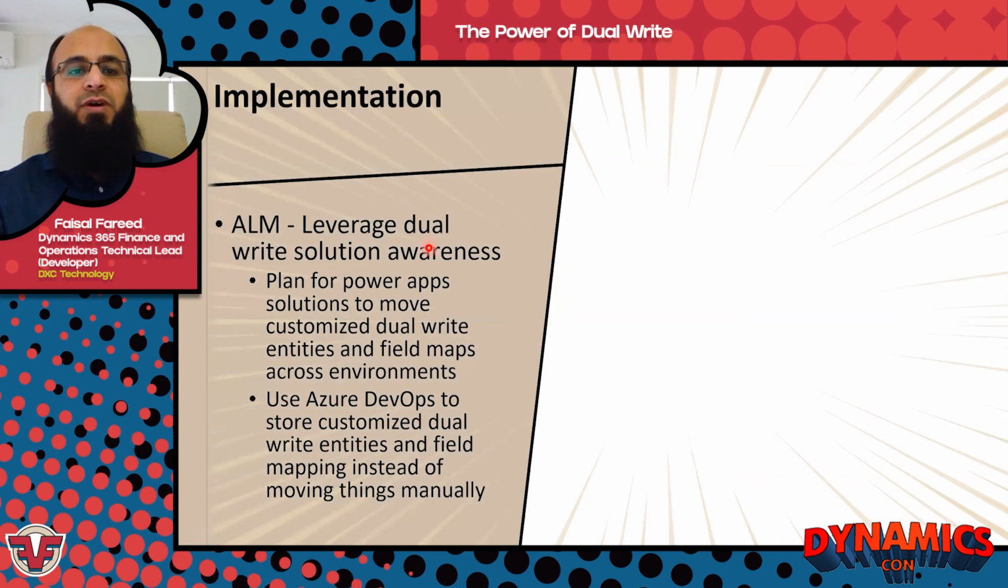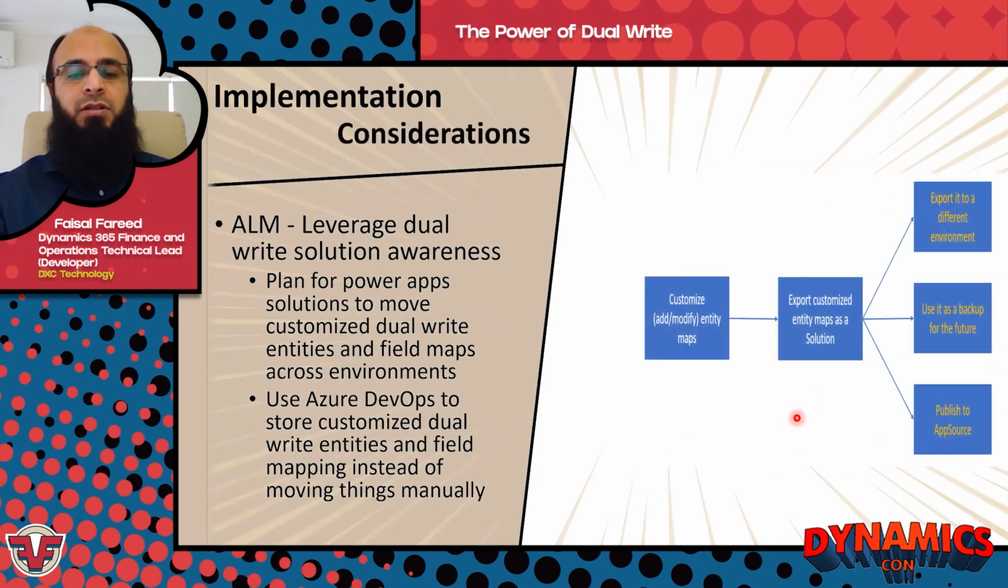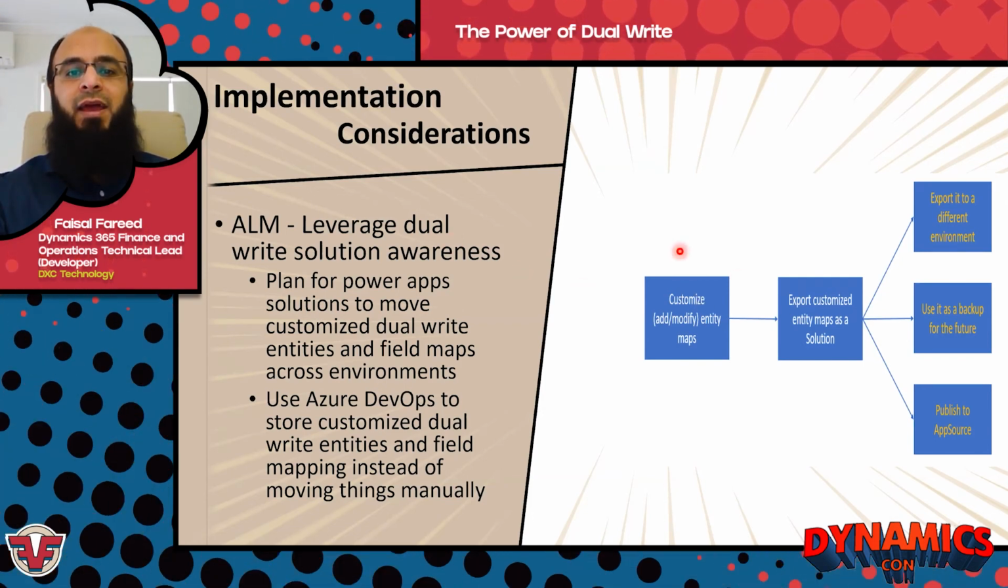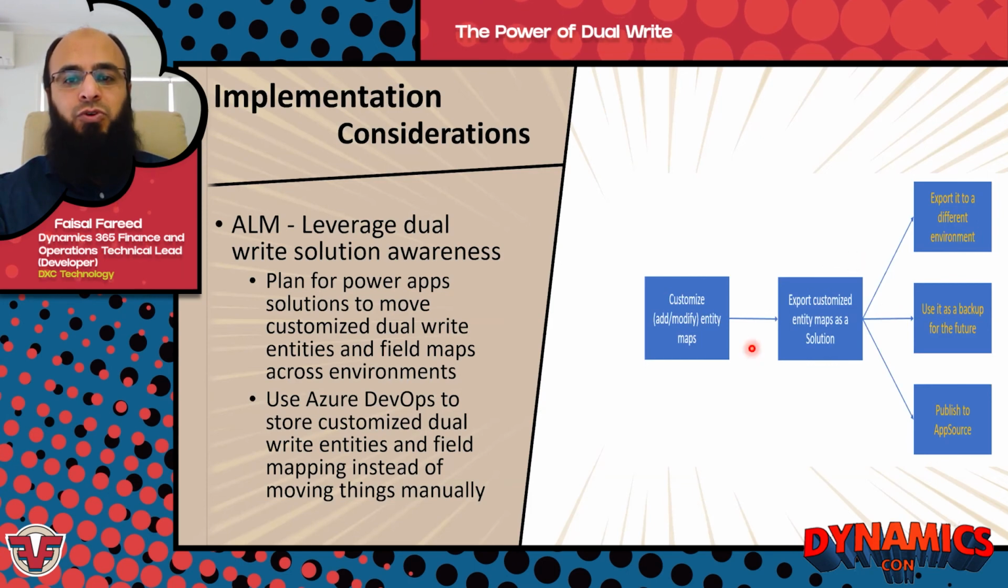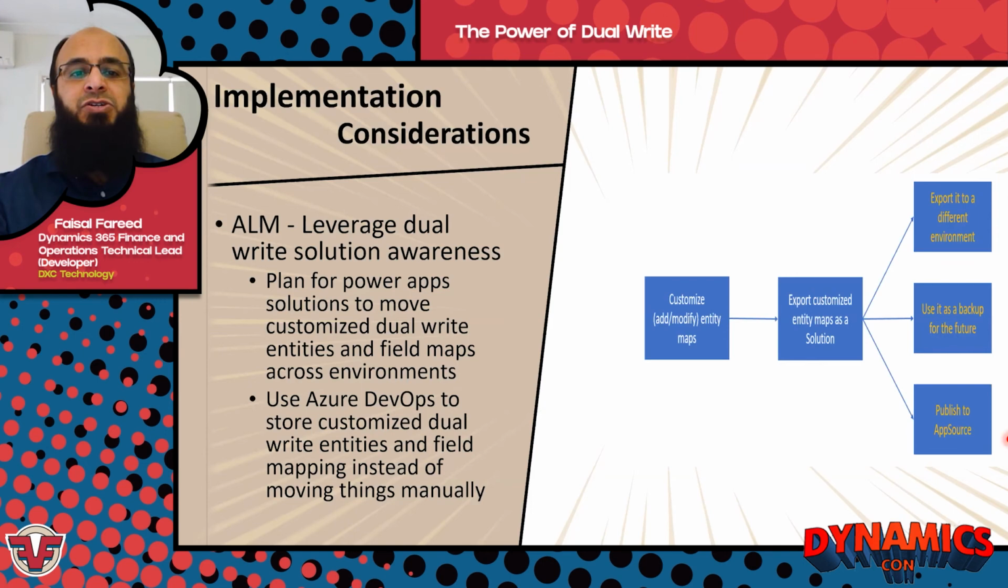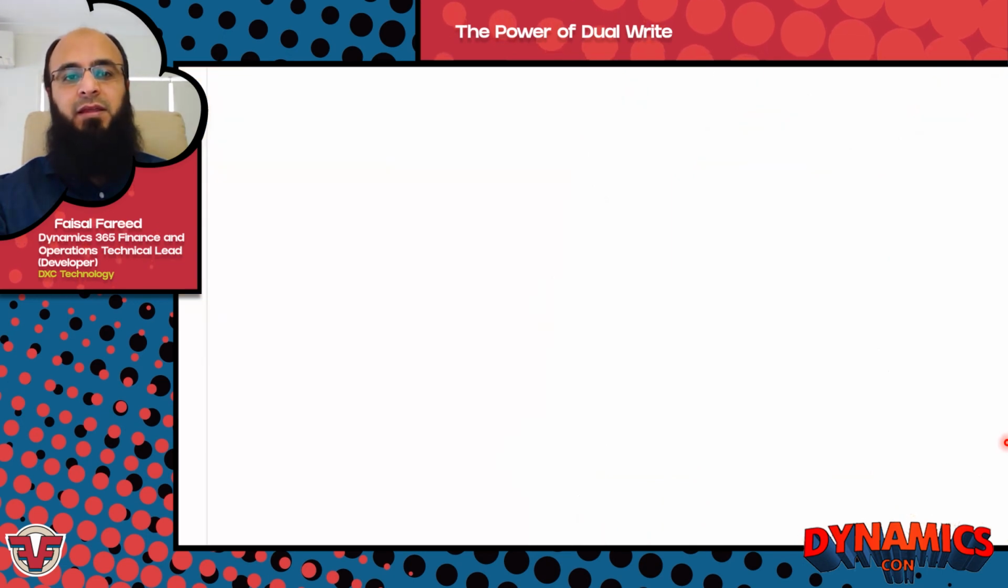Last thing here: once you have your environment and all the data entity mappings up and running, you can use the ALM feature of dual write. Dual write is a solution-aware feature. You will have all your mappings, you can export that solution through Power Platform, and you can import it into any other environment. You can publish that solution to your app source and later let users use that solution. So it's completely solution based, and easy to copy from another environment.